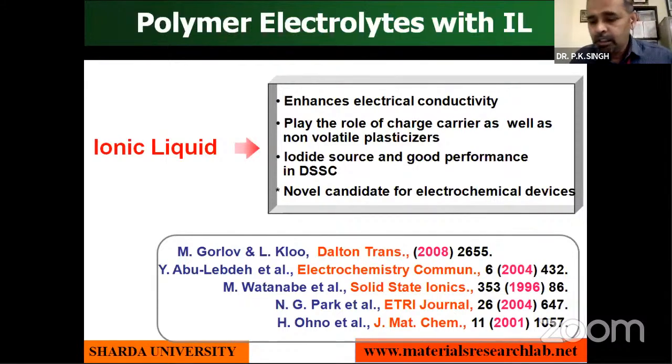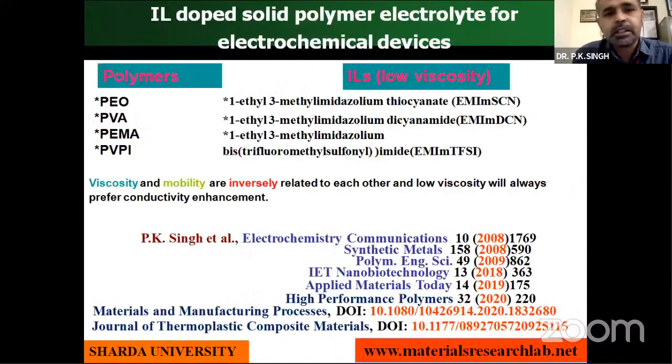It is already in the literature that if you put in an ionic liquid, it is going to enhance electrical conductivity. There are many theories behind that. It then plays the important role of charge carrier as well as plasticizer. And if you are able to develop iodide based eutectic melts, then maybe they are useful in dye sensitized solar cells, where you need a redox couple, I minus and I three minus. Then it is a candidate for electrochemical devices. This is already mentioned in the literature.